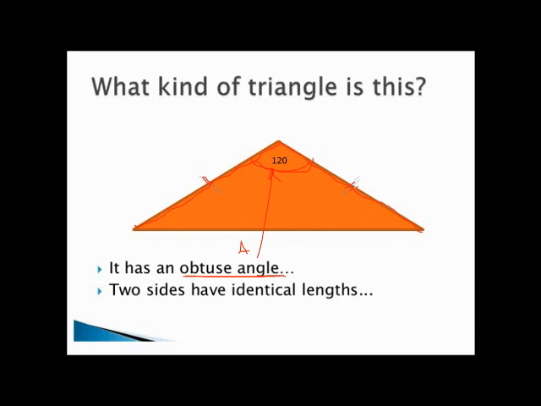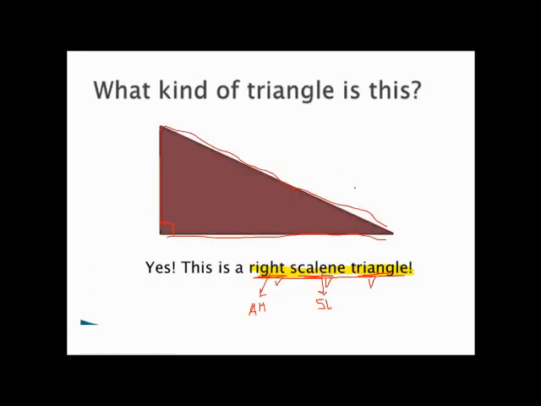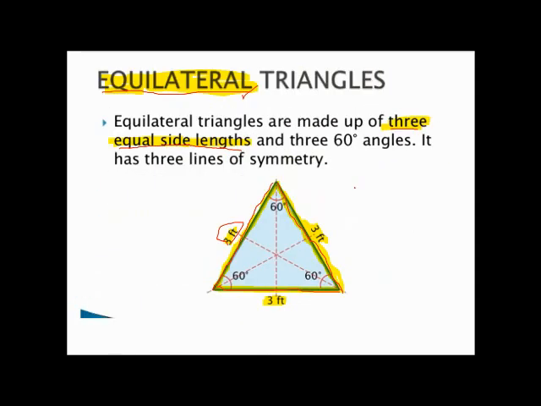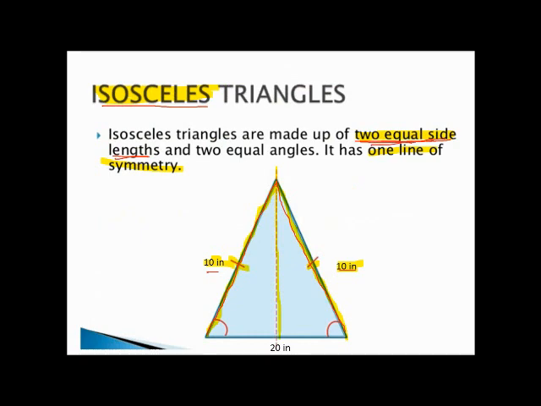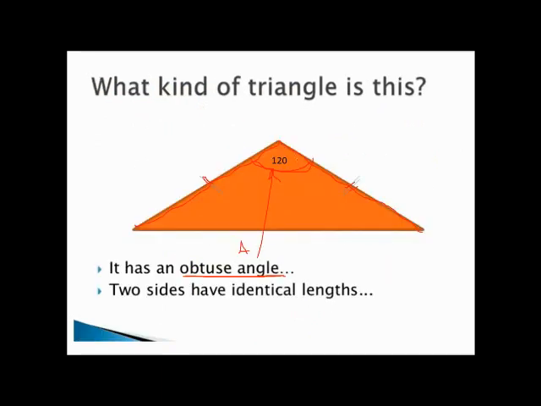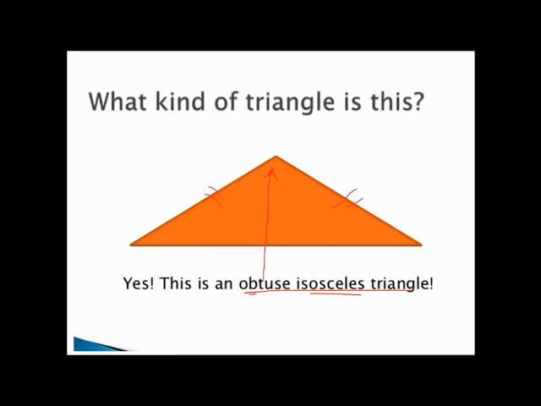And what is the name of the triangle that has two equal sides only? Go back here in the page and we will find that the triangle that has two equal sides, we name it an isosceles triangle. So this is an obtuse isosceles triangle. Why obtuse? Because it has here an obtuse angle, which is 120, and has two equal sides, so I name it an isosceles triangle.